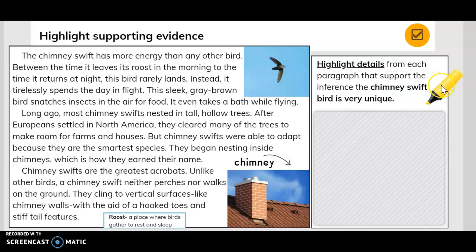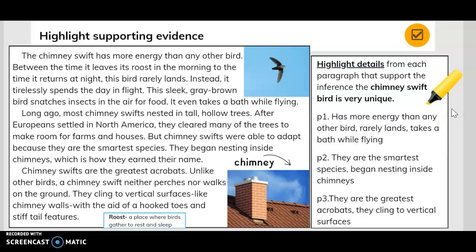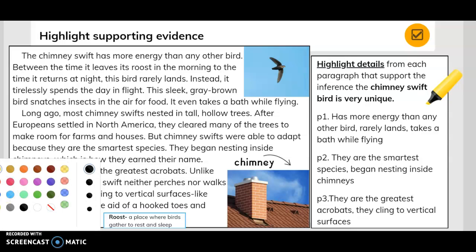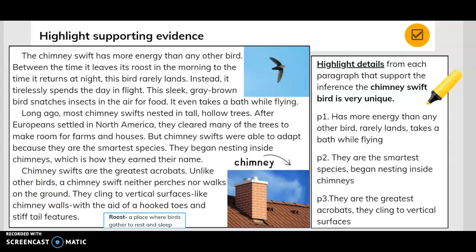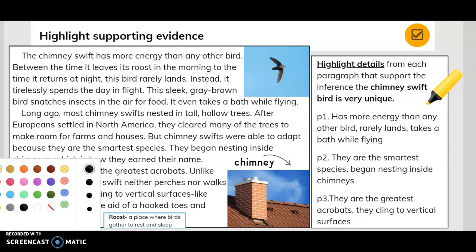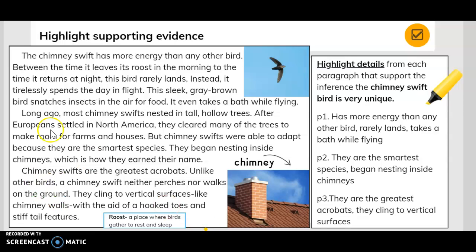Highlight details from each paragraph that support the inference the chimney swift bird is very unique. So, in paragraph 1, it has more energy than any other bird, rarely lands, takes baths while flying. I'll take my yellow marker, and I'll underline that part.